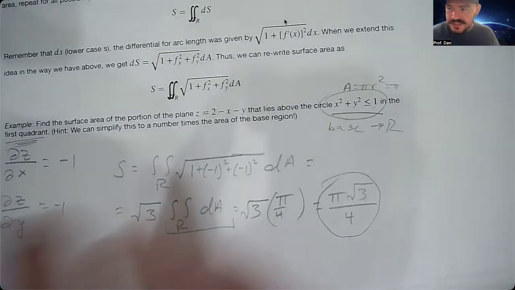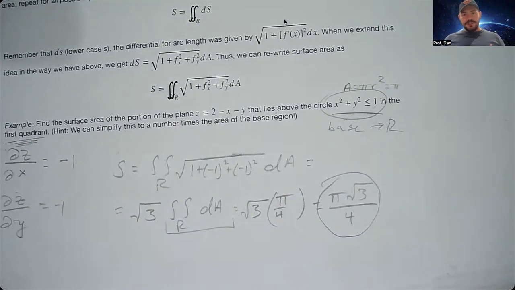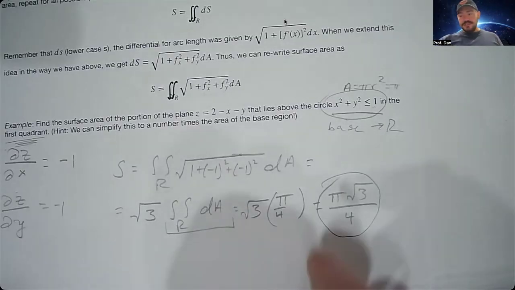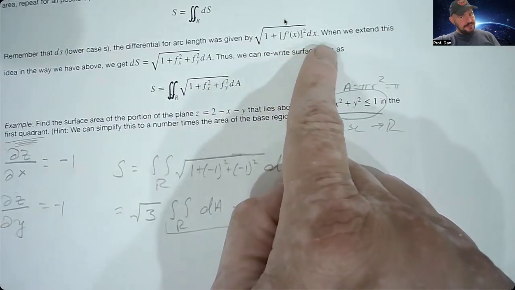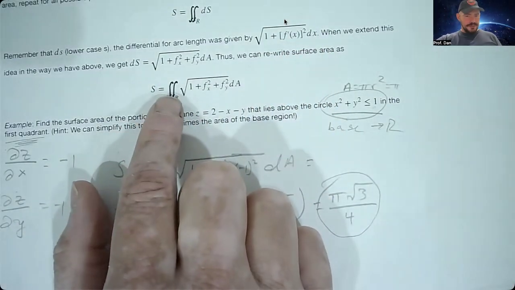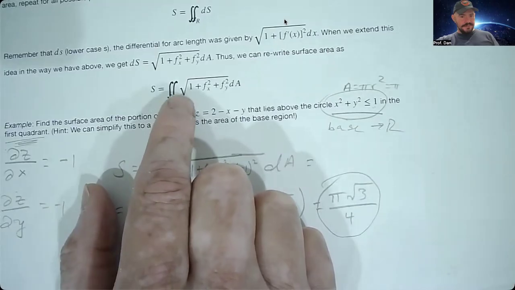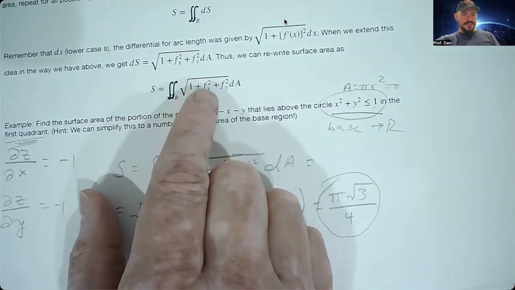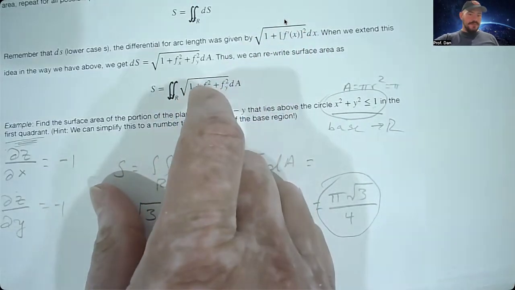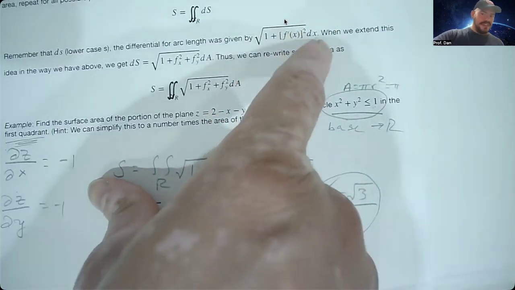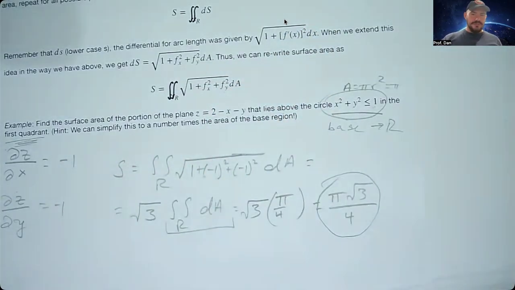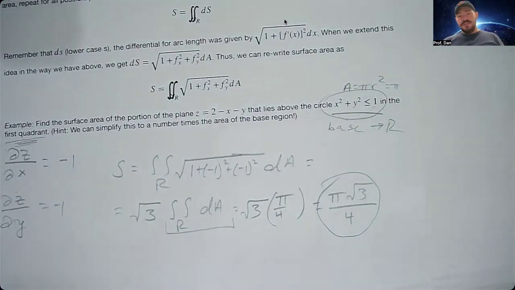So it's essentially an extension of what you learned about arc length in Cal 2, right? So now instead of just the square root of 1 plus f prime squared dx, it's the double integral over the region R of the square root of 1 plus, instead of f prime, the partial derivatives squared, dA instead of dx, right? Because we have to integrate with respect to both independent variables.